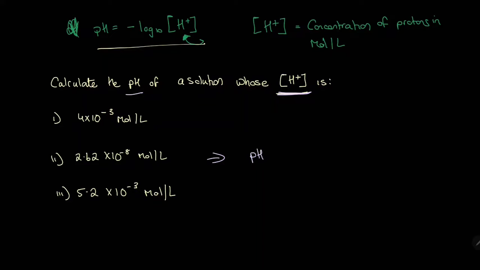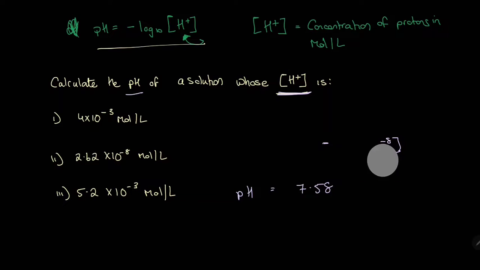So the pH is equal to minus log to the base 10 of 2.62 by 10 to the minus 8. Put that into the calculator again, and we should get 7.58 for the pH. Okay, so the last one was acidic. This one is just above the neutral value and tending towards a basic solution.